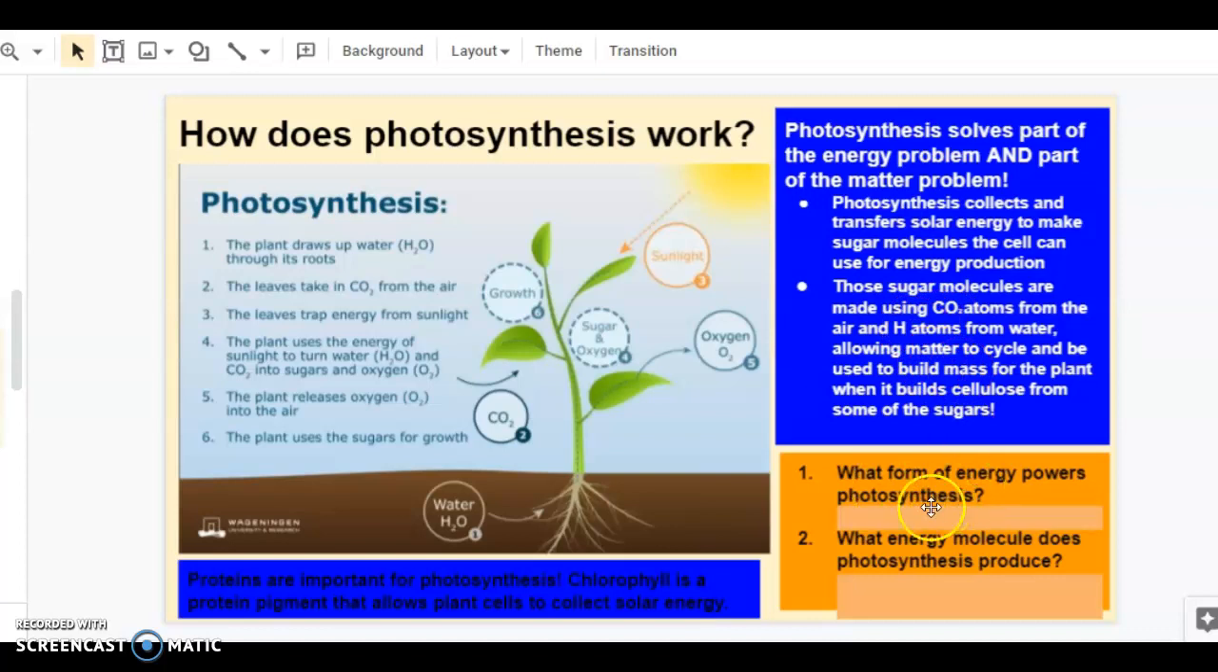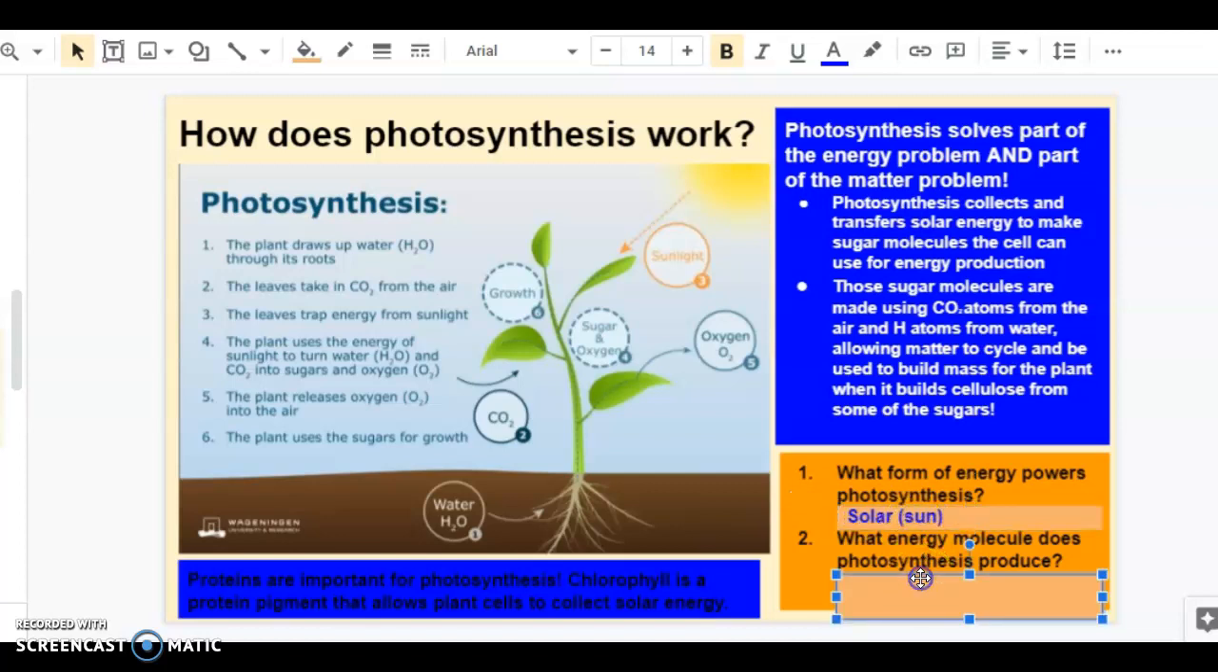What form of energy powers this amazing process? It is solar powered, from the sun or other light sources. And what energy molecule does photosynthesis produce? It produces sugars, which it can use to make larger molecules like starch.